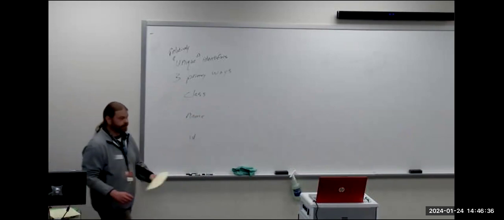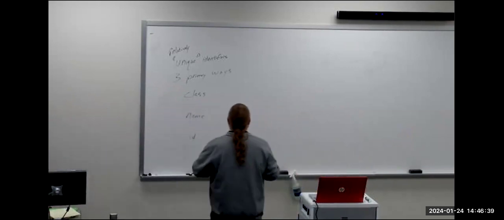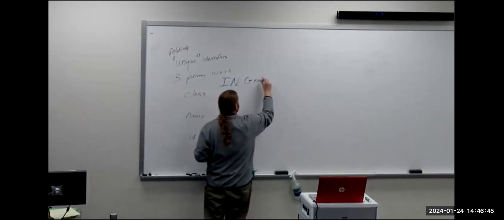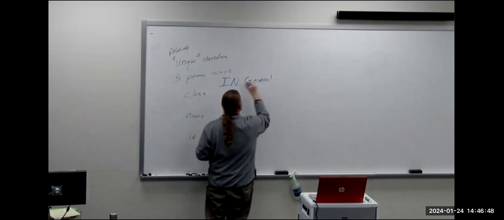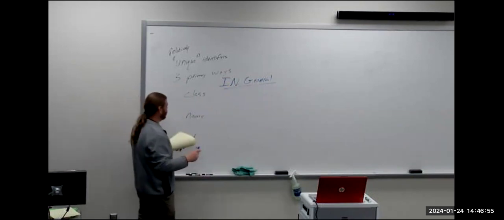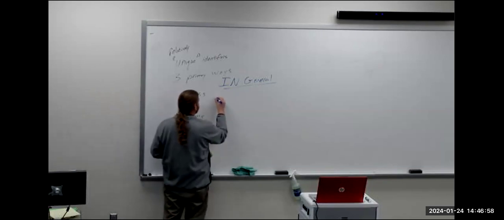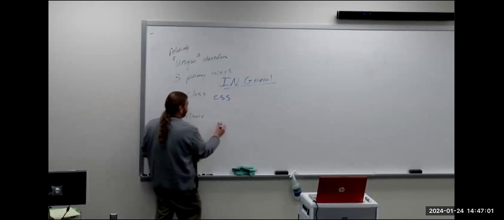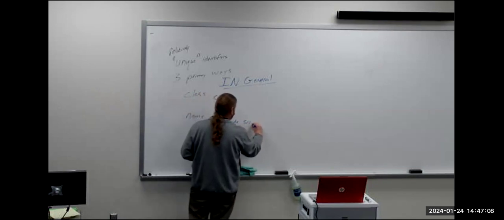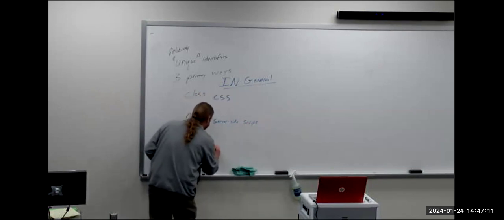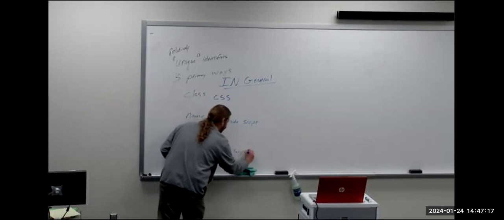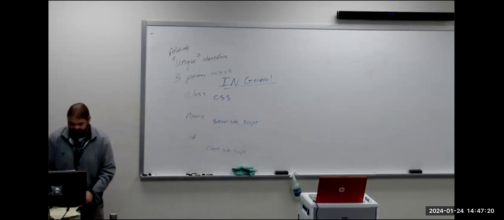And in general, we can obviously change this if we want, but the general usage is classes are for CSS, names are for server-side script, and IDs are for client-side scripts. That's the general way we do that.